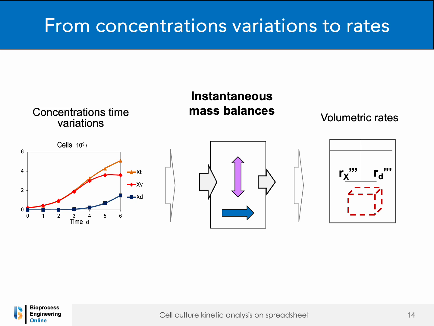How are the cellular rates calculated from the batch culture experimental results? In a first step, the volumetric rates of cell growth and death are determined from the experimentally measured time variations of living and dead cell concentrations using instantaneous mass balance relations for the living and dead cells.